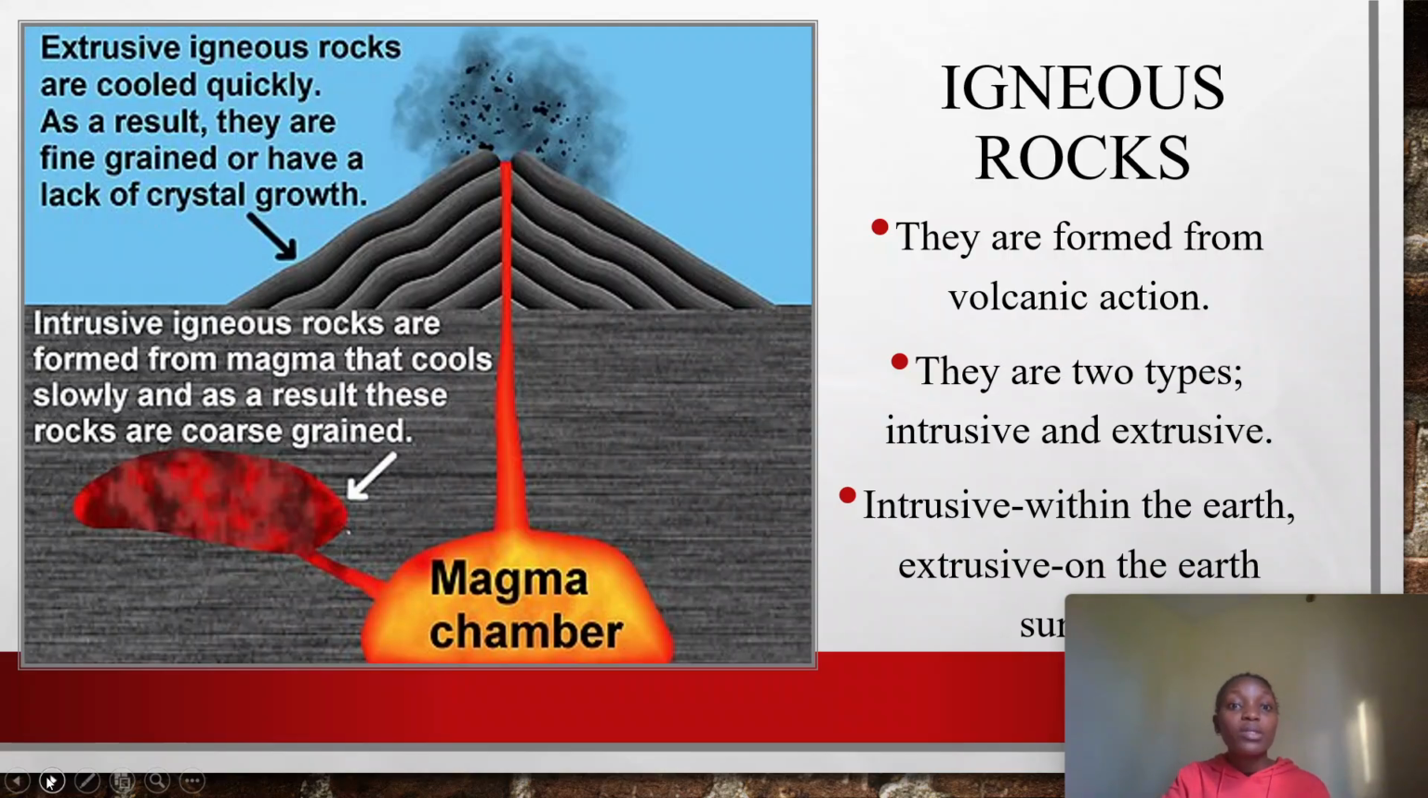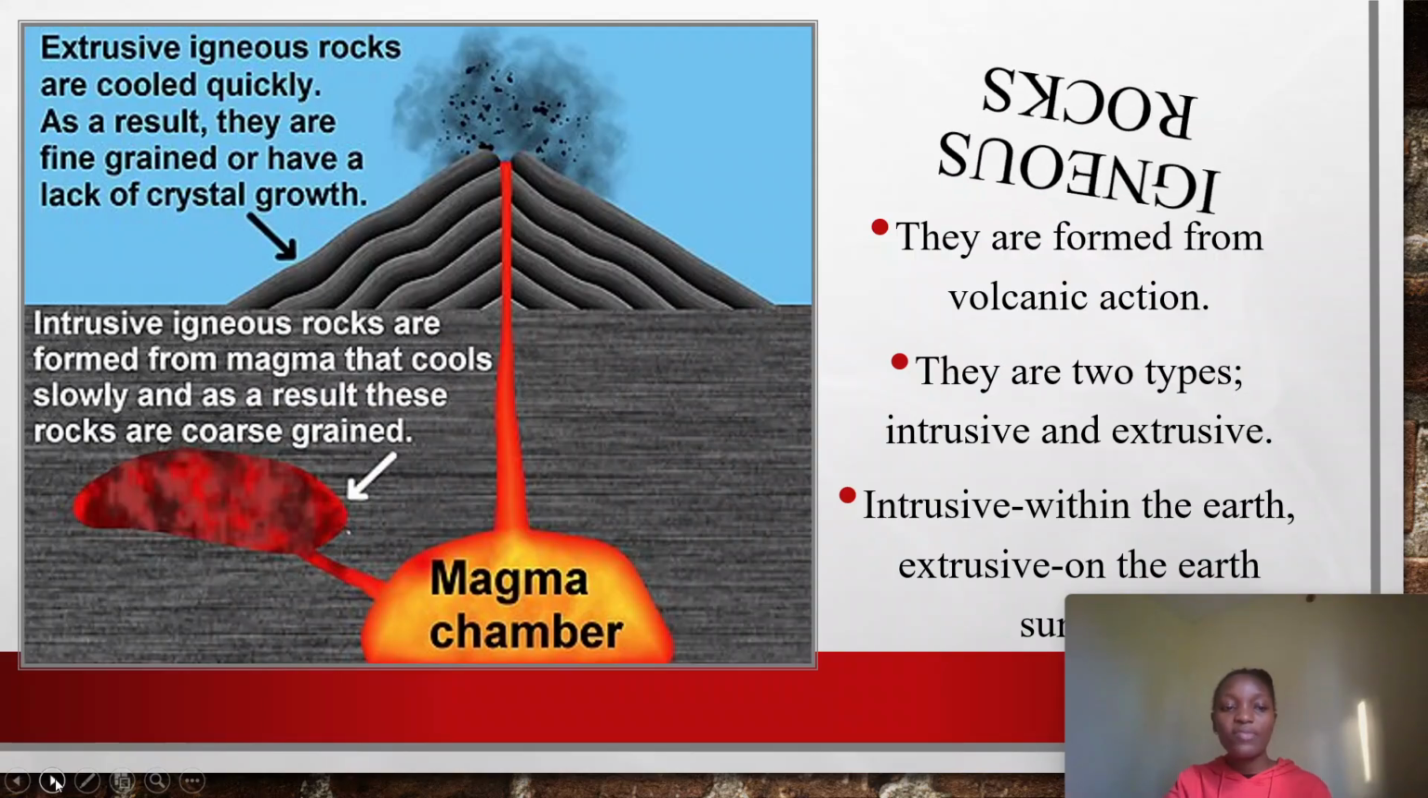There's a picture there showing how volcanic action occurs, that is there's magma there. Then the magma, when it goes out of the mountain, forms the extrusive igneous rocks. That's when it's near the earth's surface. And while it's inside, it forms the intrusive igneous rocks.